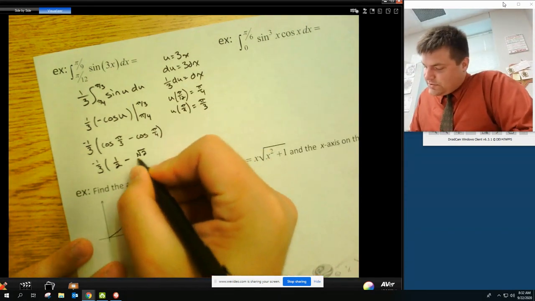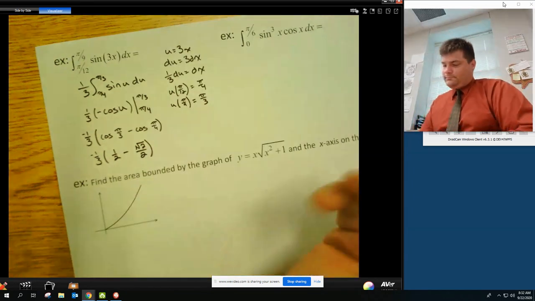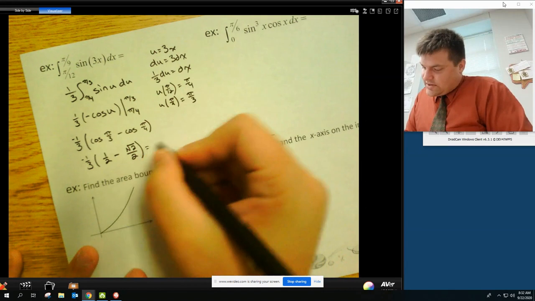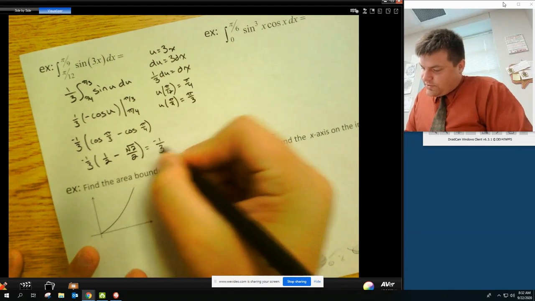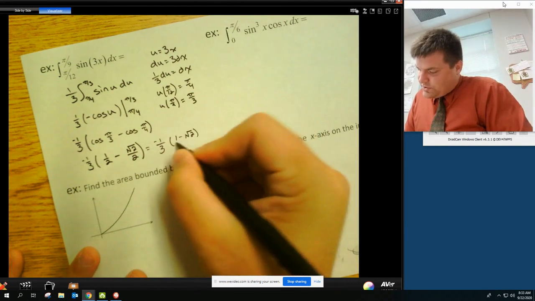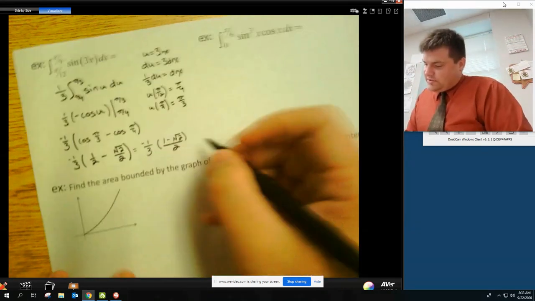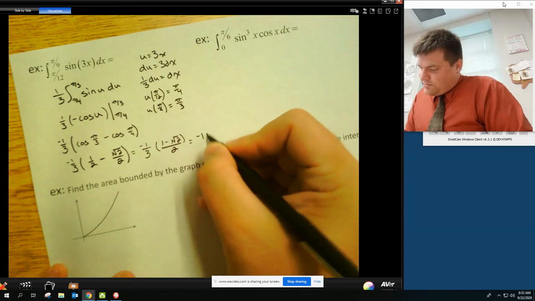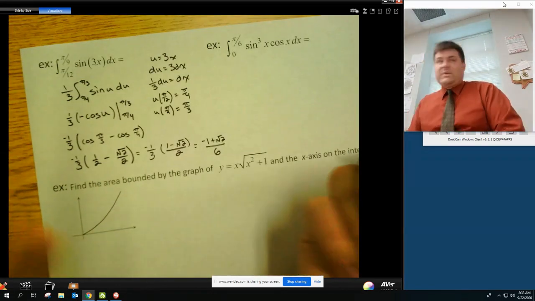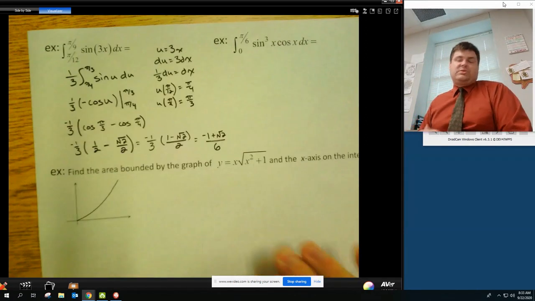You can make this into one fraction right now. So this is going to be negative 1/3 times 1 minus root 2 all over 2. So this is going to give me negative 1 plus root 2 all over 6. Okay. And that's the answer. Just cleaned up as much as it can be.